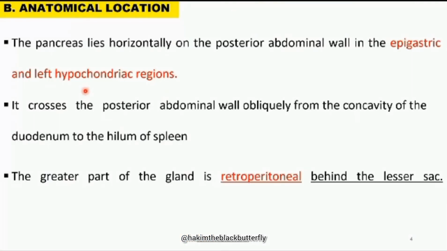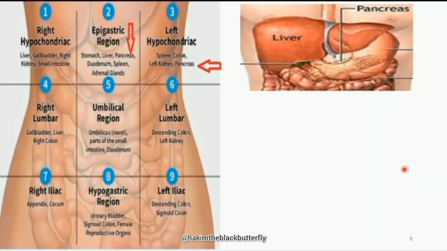And if you use the nine abdominal regions, your pancreas is going to be within the epigastric and the left hypochondriac regions. And it's going to be lying almost oblique within those regions. So we've said the bigger part of it is retroperitoneal, meaning that it's behind the peritoneum, attached onto the posterior abdominal wall behind the lesser sac. The lesser sac, last time we said, can also be called the omental bursa.